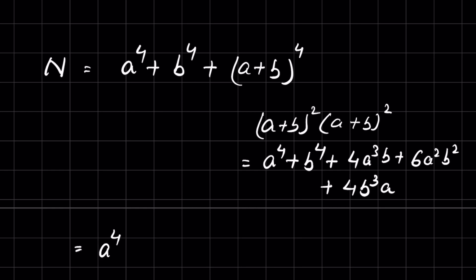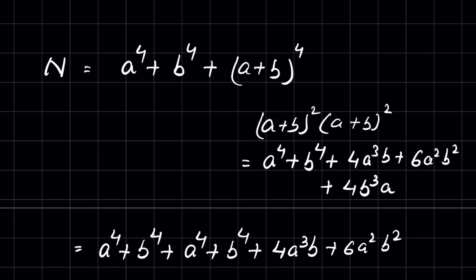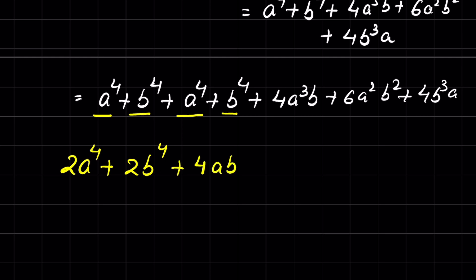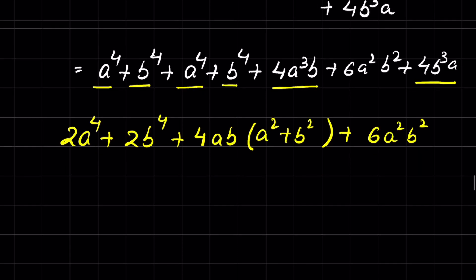So it will be a⁴ + b⁴ + a⁴ + b⁴ + 4a³b + 6a²b² + 4b³a. a⁴ + a⁴ will be 2a⁴, plus b⁴ + b⁴ is equal to 2b⁴, plus here we can take 4ab common and write 4ab times (a² + b²) for this and this, plus 6a²b². Now let's put the numerator in the question.